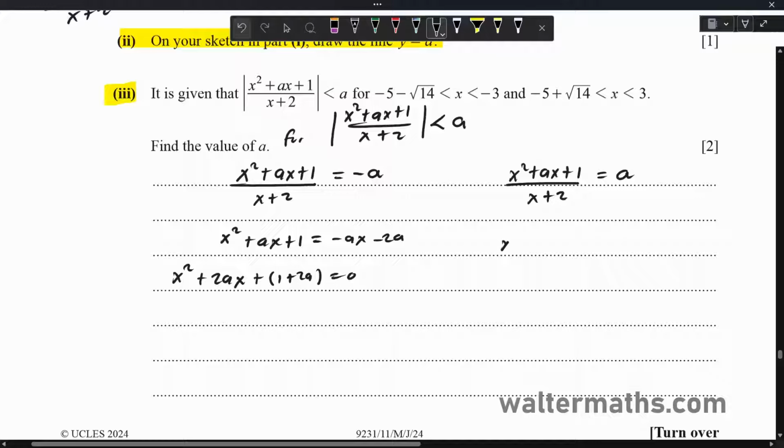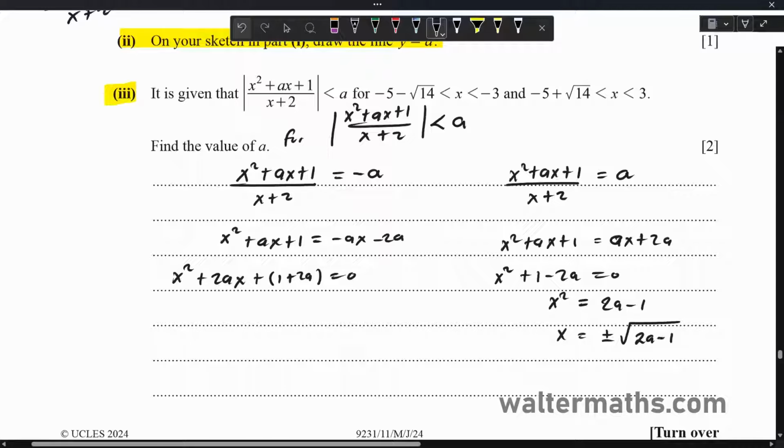Here we get x squared plus ax plus 1 is equal to ax plus 2a. So x squared, and ax minus ax is 0. So it's plus 1 minus 2a equals 0. Okay, so this is what we are having here. And this one is easier to work with because we can say x squared is equal to 2a minus 1. So x is equal to plus or minus the square root of 2a minus 1. So for this one, we're good.